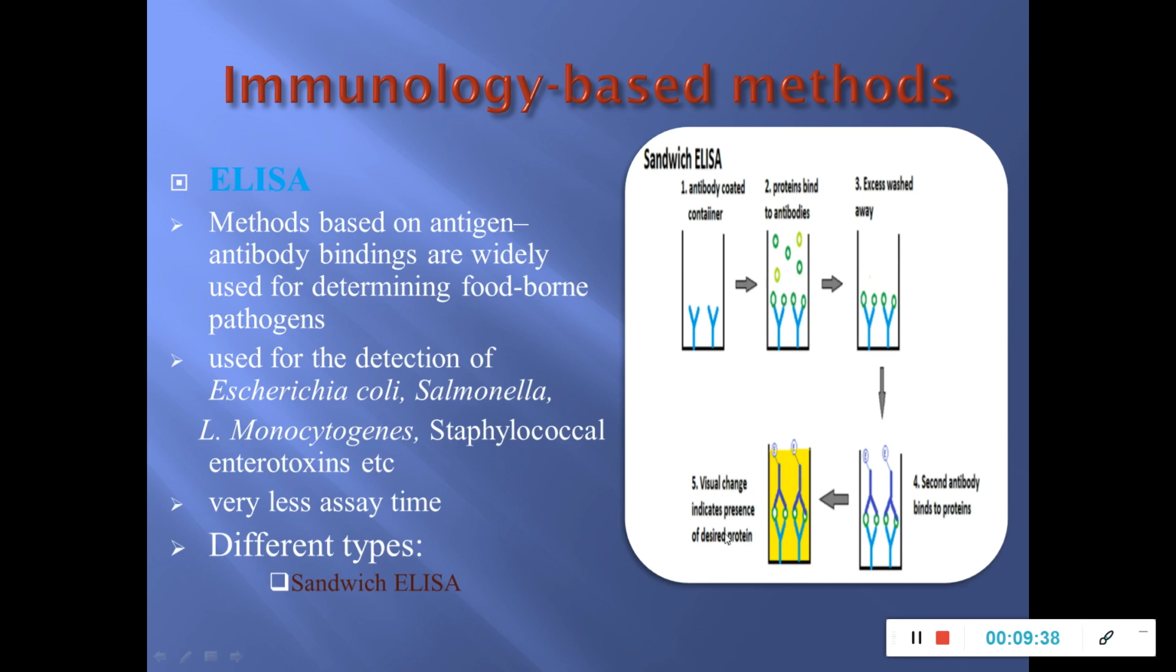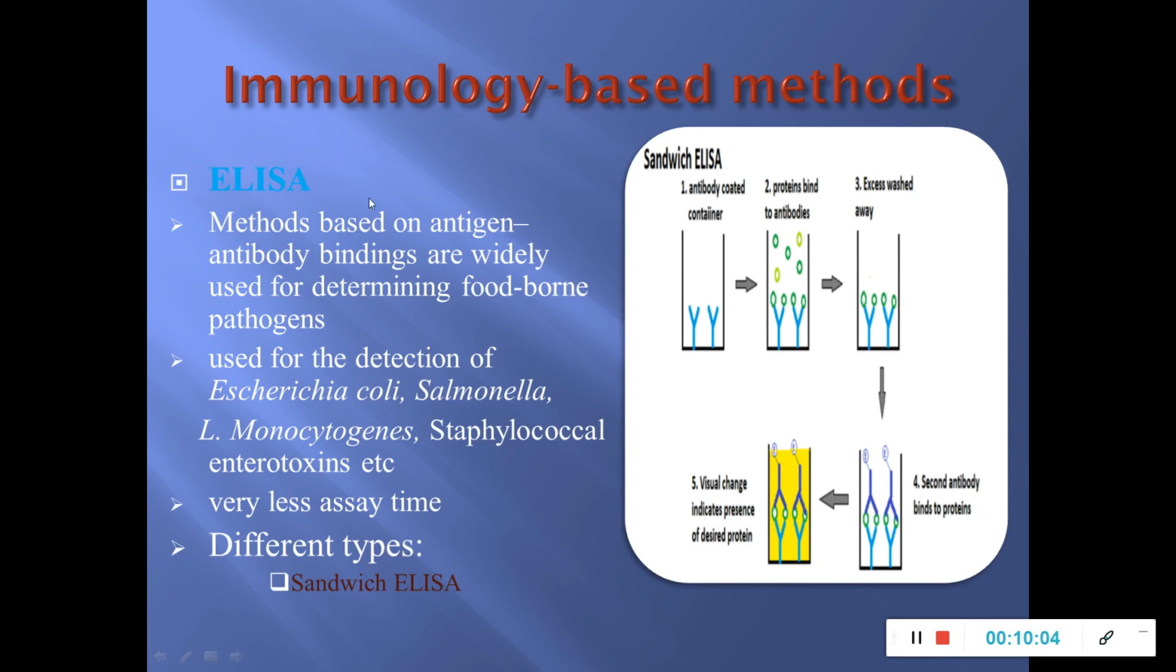A visual change indicates the presence. There would be a colorimetric reaction brought about by the action of an enzyme. This antibody is also linked with an enzyme, so that enzyme will further act on a substrate and convert the substrate into a colored component, and that can be detected.